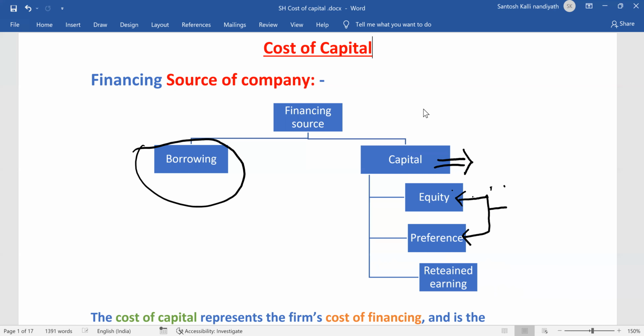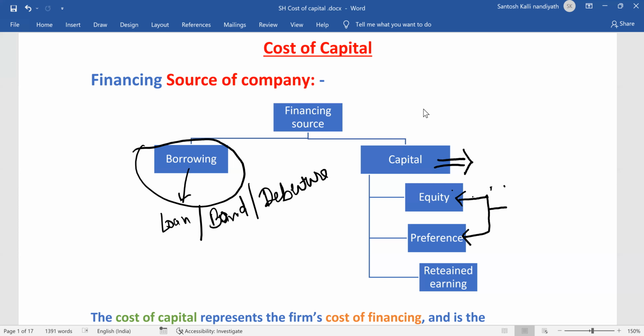One is borrowing. Borrowing means you are taking a loan. It could be a loan, or it could be in the form of a bond, or also in the form of a debenture. These are just name differences, but the nature would be similar.